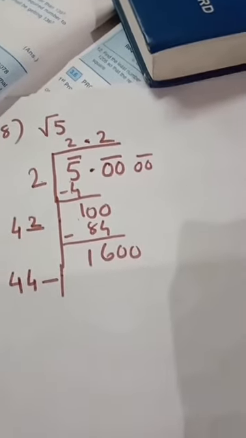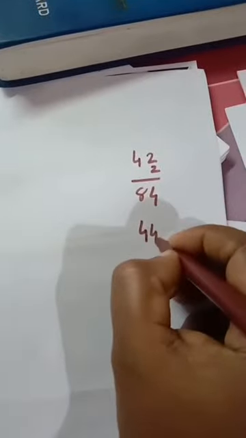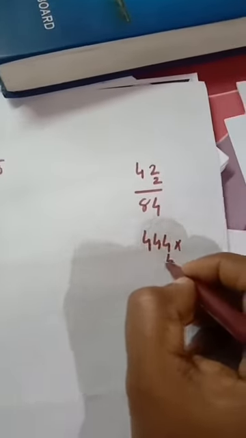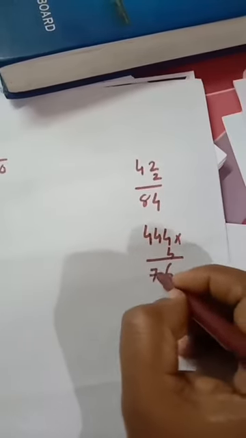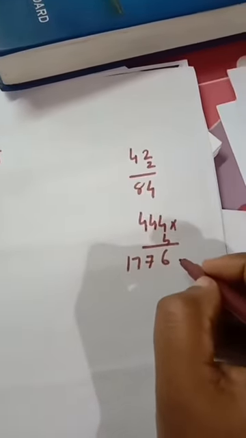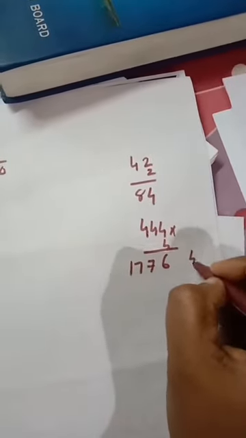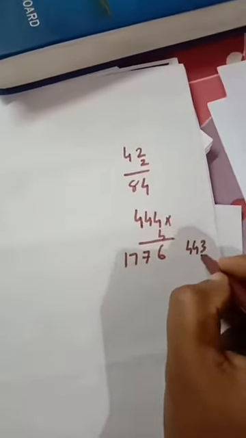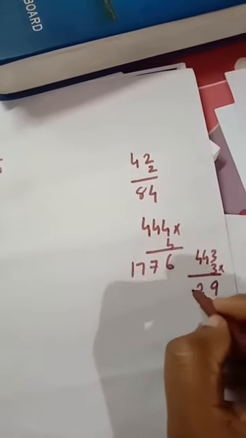Now a vacant place. Which is that number? We can check it. 4, 4, 4 into, suppose it is 4. 16, 7, 1776. It is greater than 1600. So 4, 4, 3 into 3. Okay. 3 3s are 9, 4 3s are 12, 4 3s are 12 plus 1, 13, 1329.